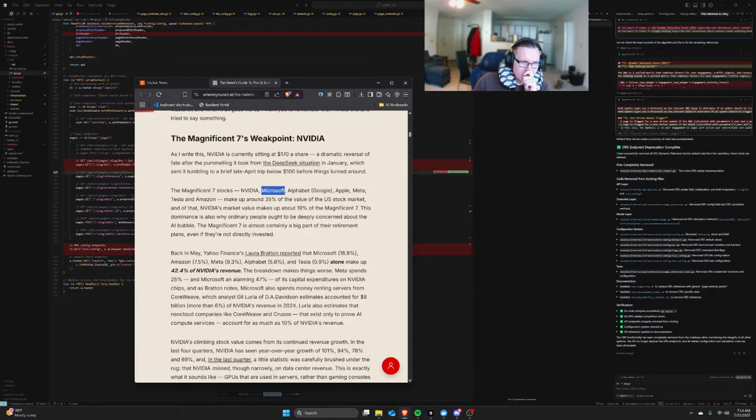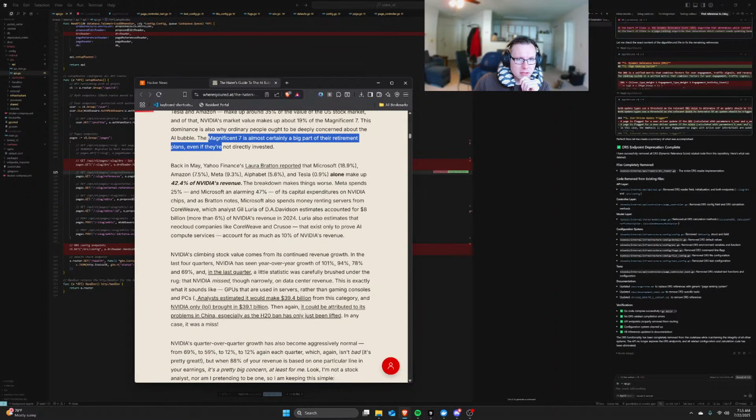But okay, whatever. Nvidia's market value makes up about 19% of the Mag 7. Not 19% of the stock market. I was going to lose my shit if that was the case. Yep, Mag 7 is certainly part of their environment plans.